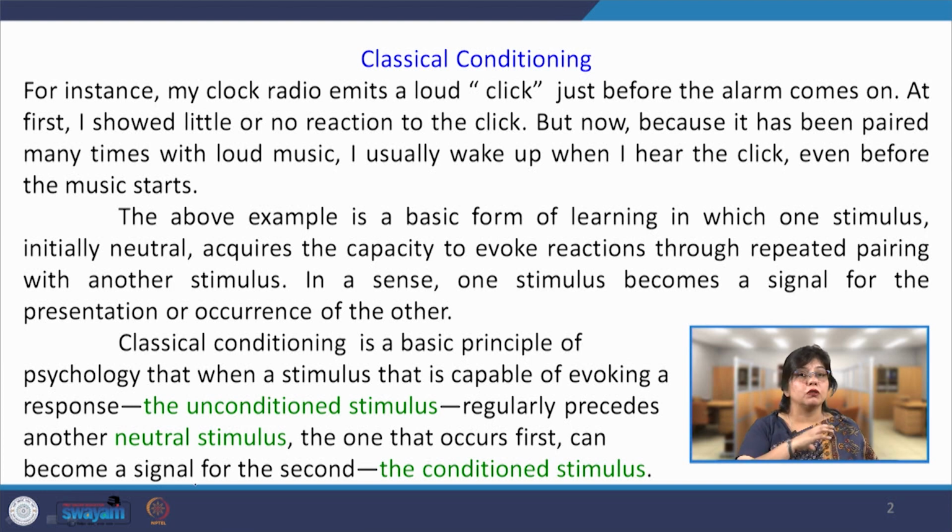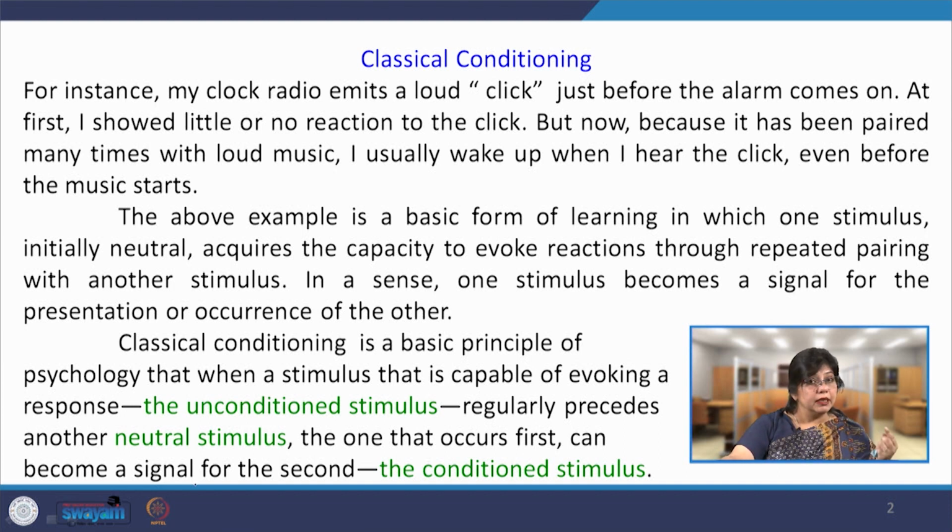So, that click was not arousing any kind of response from that person, but gradually when the person understood that with this click I have to get up from the bed, then the neutral stimulus, that is the first click, acquired a capacity to generate some kind of response from the person. So, the neutral stimulus, that is the click, acquires a capacity to evoke a reaction through repeated pairing with another stimulus.